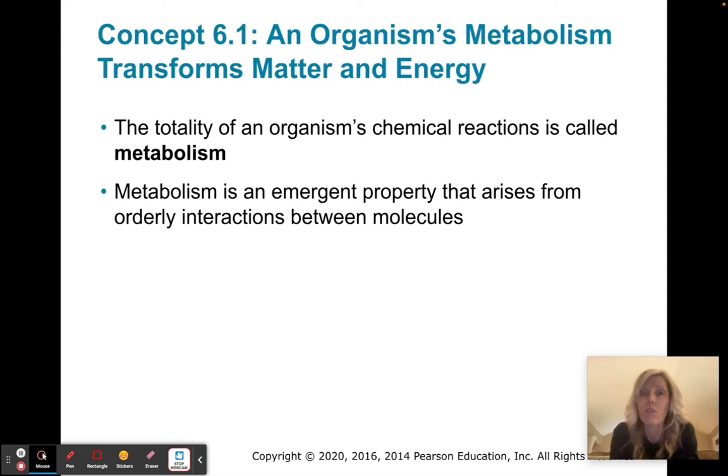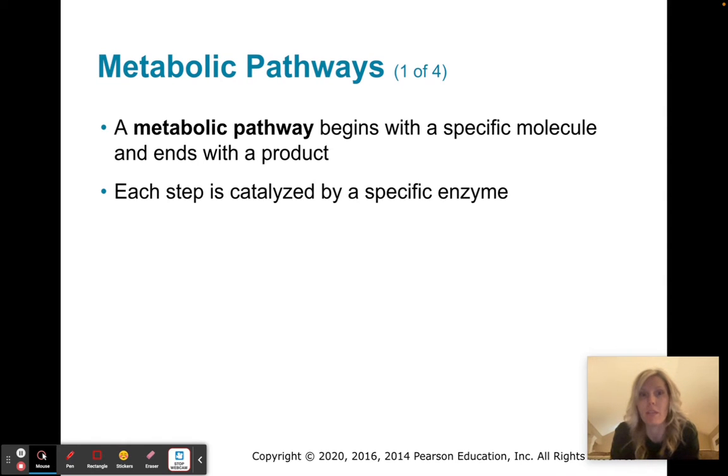To get a handle on the phrase metabolism, metabolism is the sum total of all chemical reactions in an organism. So it's all of the buildup and all of the breakdown that occurs within an organism. A metabolic pathway is going to start with specific molecules and end with specific molecules. The ones we end with are called products.